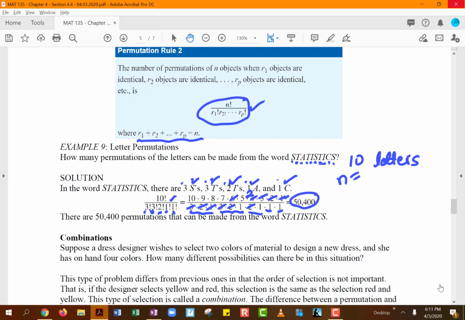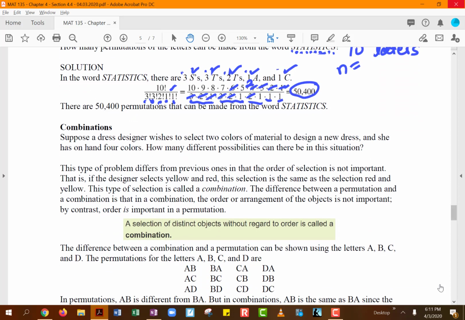Suppose there's a dress designer who wishes to select 2 colors of material to design a new dress, and she has 4 colors on hand. So out of 4, she wants to choose 2 colors, right? Now the question we have to ask ourselves is, is order going to be important in this case? Out of 4, we are choosing 2.